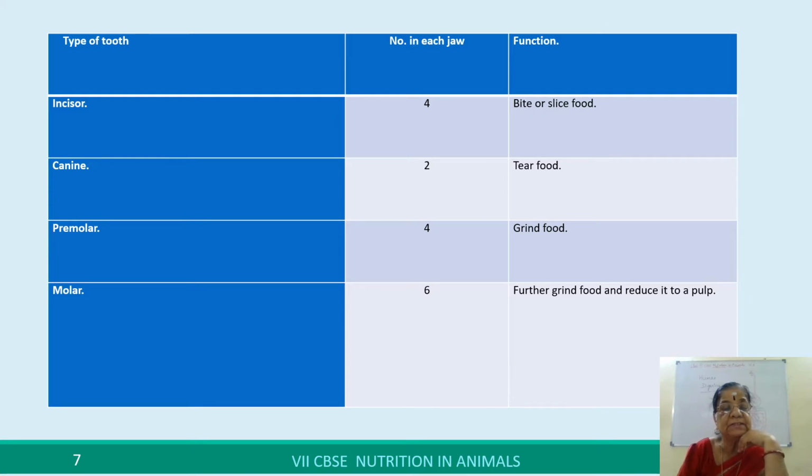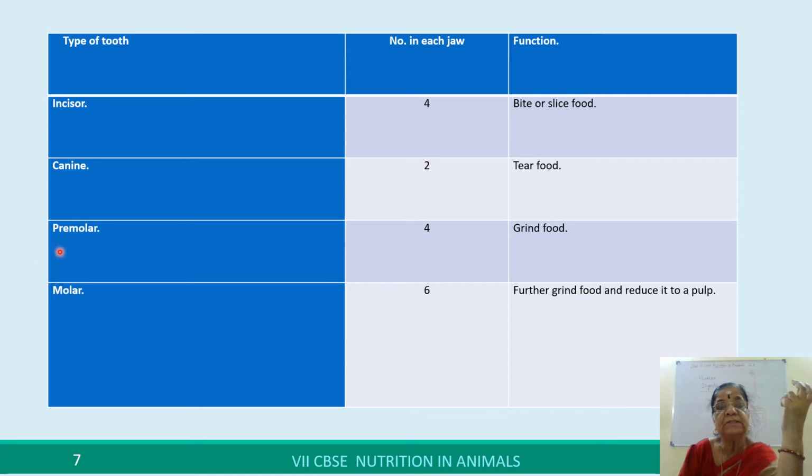First, incisors: upper jaw 4, lower jaw 4. Its main function is biting and cutting the food into small slices. Then canines, two in the upper jaw and two in the lower jaw. They are mainly for tearing the food, the flesh. Carnivorous animals tear the flesh.